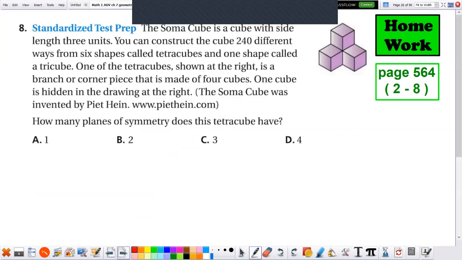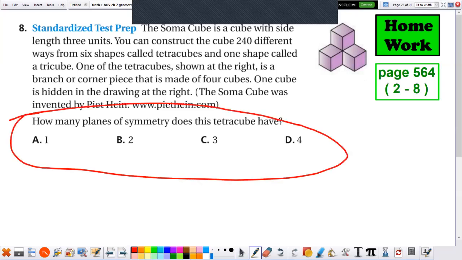And lastly, here's number 8. You can just read the question. It's a multiple choice. And here's where you get credit. On the assignment, where you type in the text box, tell me your answer to number 8. You type in what letter it is. And that way I know that you at least got this far in the video.